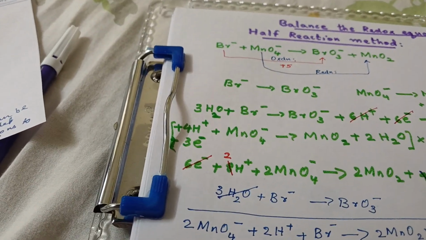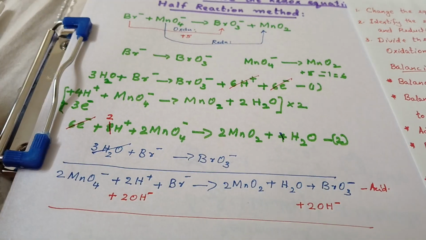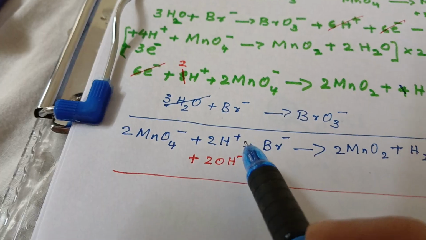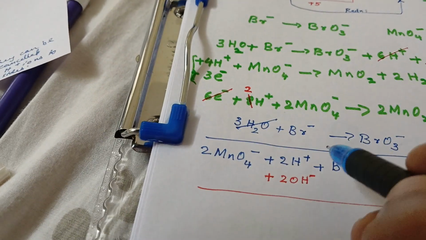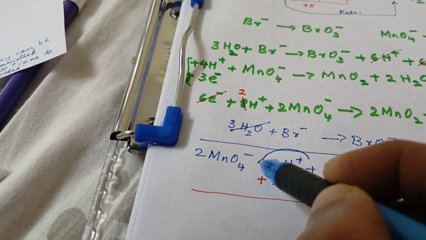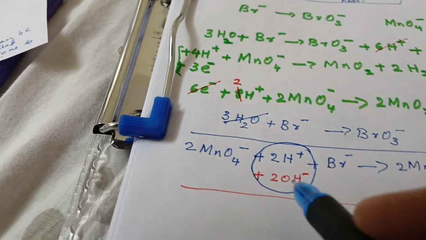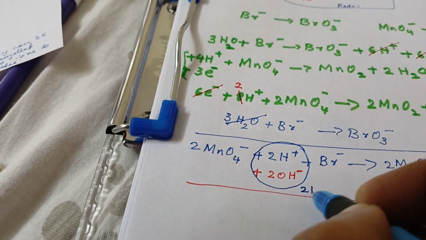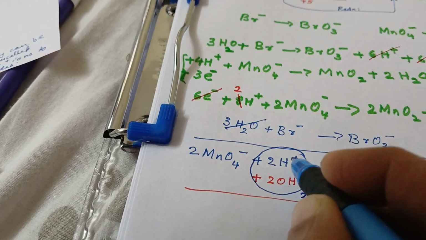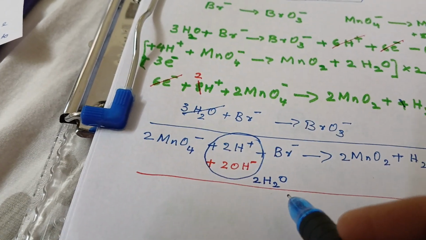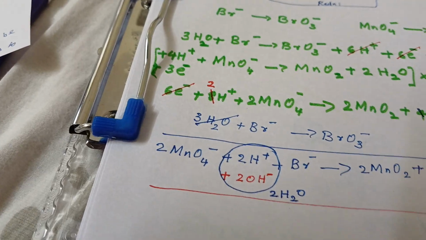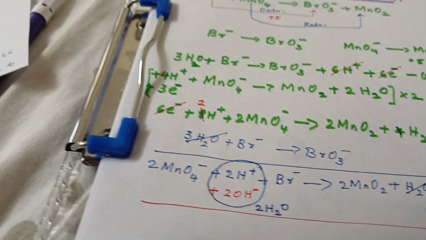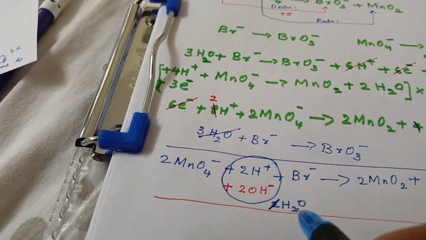Now let us combine this equation. So if we add 2 H plus and 2 OH minus, we will get 2 molecules of water, isn't it? So we will be getting 2 H2O, H plus and OH minus. We will get 2 water molecules. Now if we look here, we have 1 water molecule here. So we can subtract this from this and make it 1 H2O.